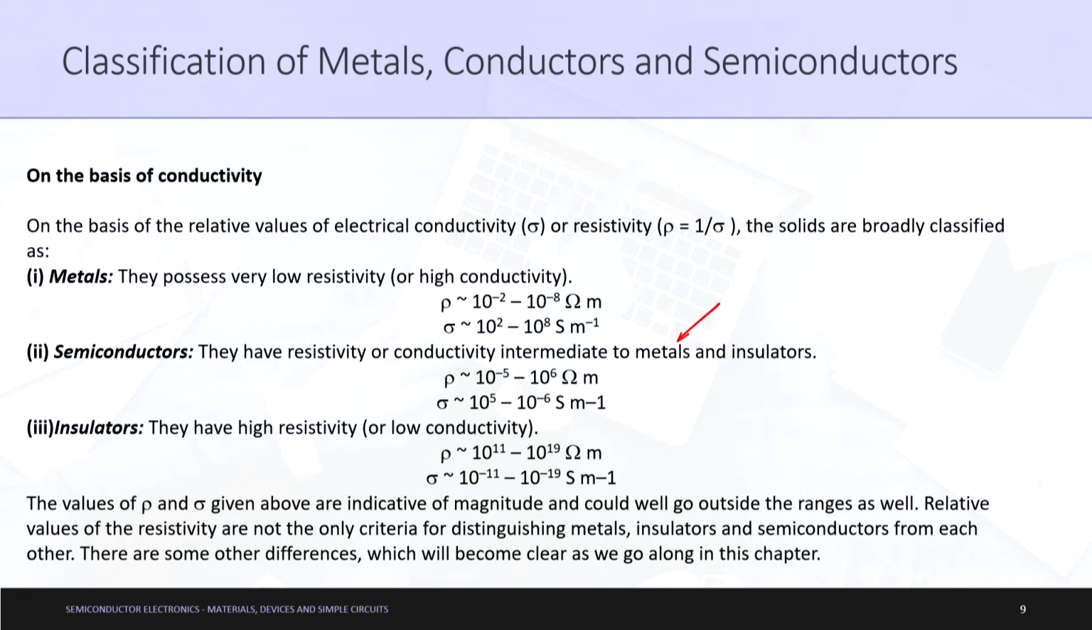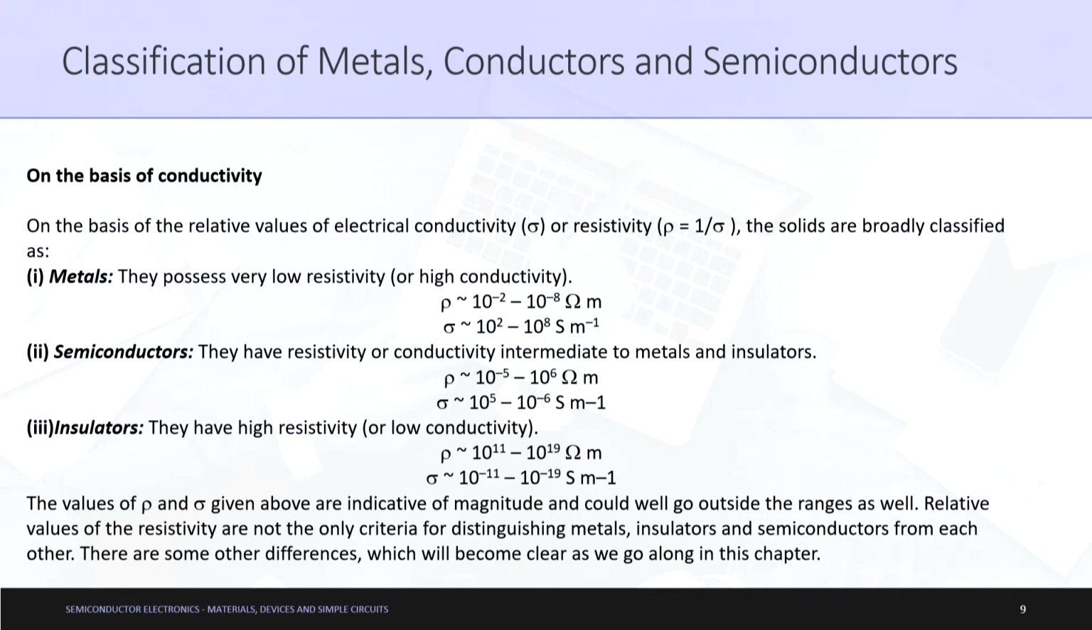Going to insulators now. Insulators have high resistivity. So, metals have low resistivity, insulators have high resistivity. Metals have high conductivity, insulators have low conductivity. Semiconductors have resistivity and conductivity in between those of metals and insulators. So, insulators have high resistivity and low conductivity. Rho is in the range of 10 to the power 11 to 10 to the power 19 ohm meter. Sigma is in the range of 10 to the power minus 11 to 10 to the power minus 19 S per meter. Okay.